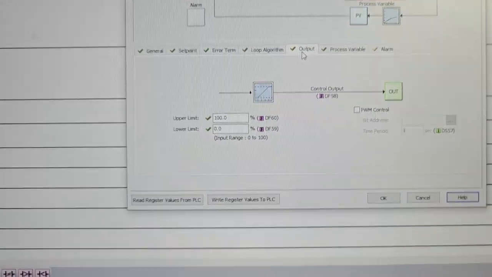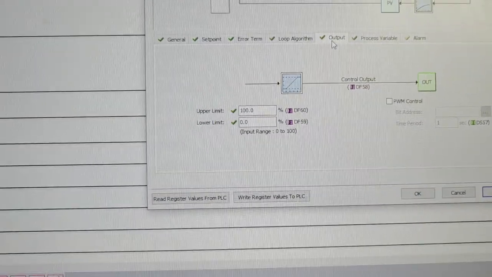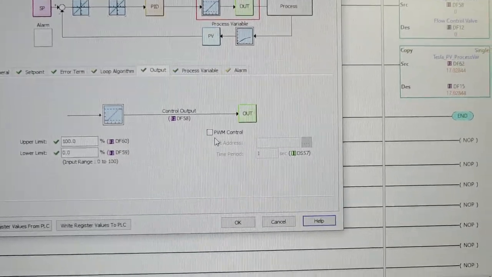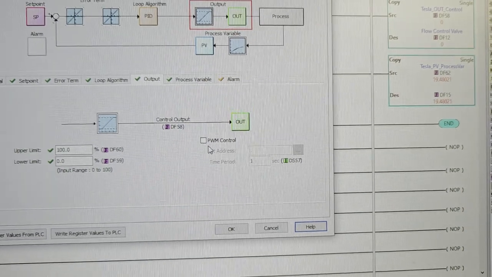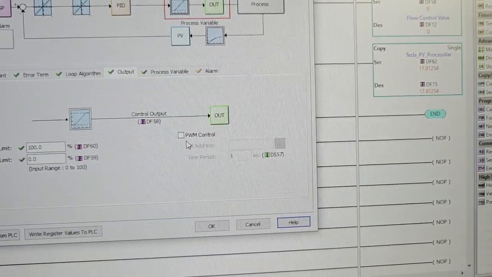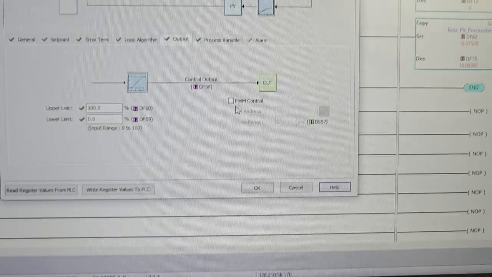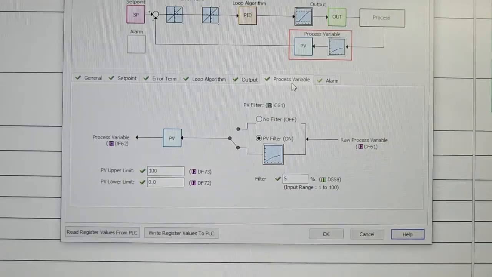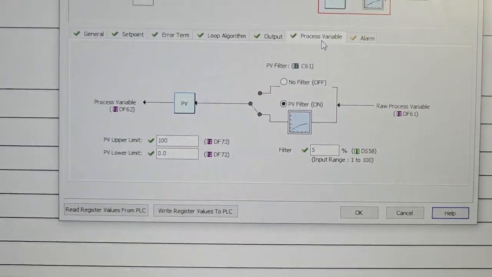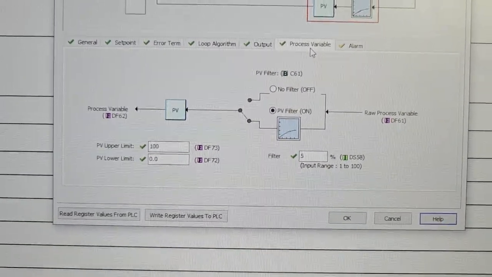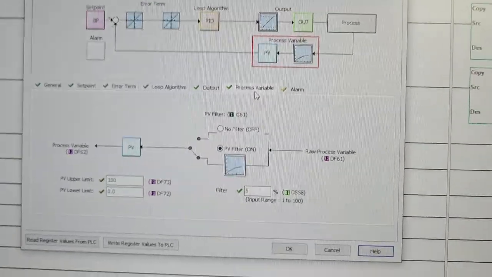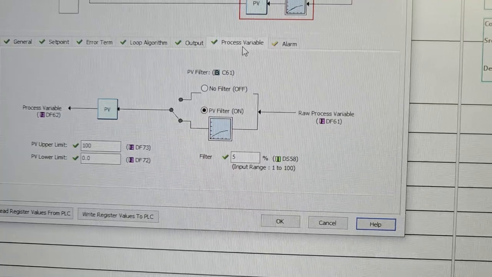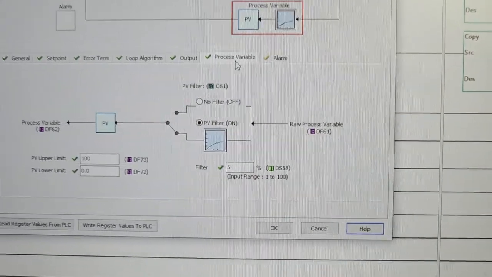For the output, we have from 0 to 100%, and we have PWM control off because it is not needed, and the PWM control is already done through the Arduino before it enters the PLC. For the process variable, we have from 0 to 100, which matches our set point 100%, and we have a filter of 5% because of the interference that is within the system itself.